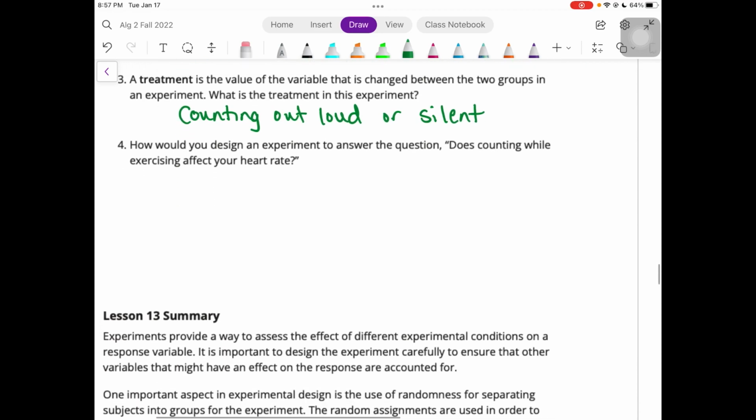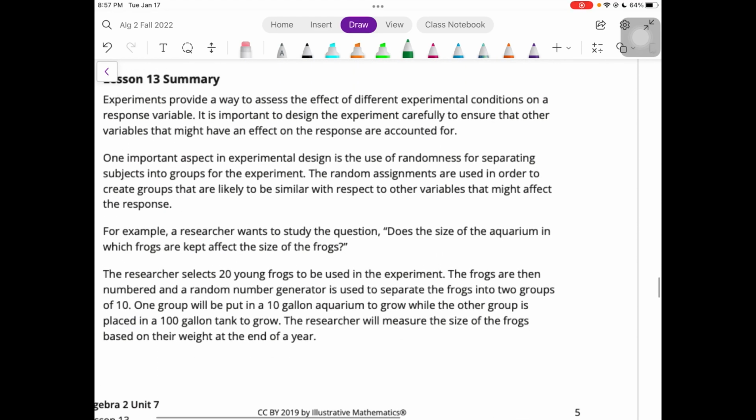All right. And if you want to take a look at the summary to read a little bit more about experiments and another example, you can do that.